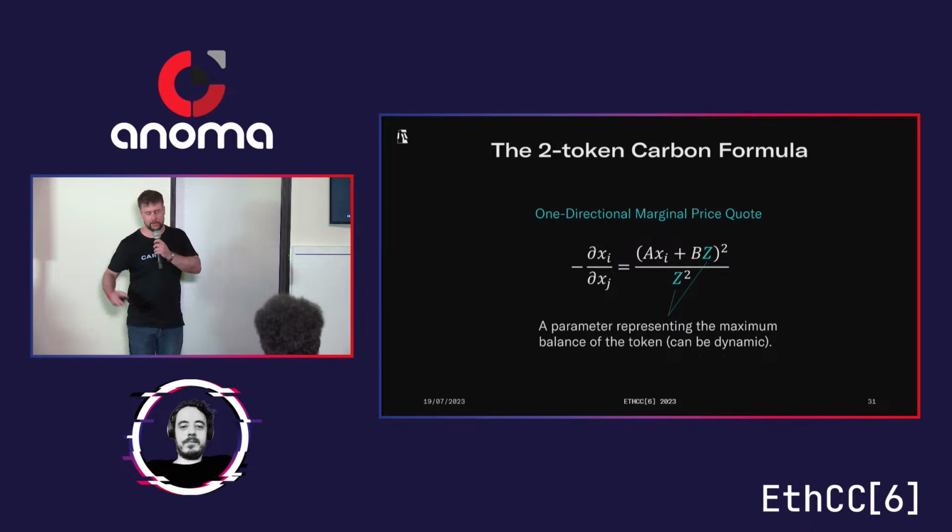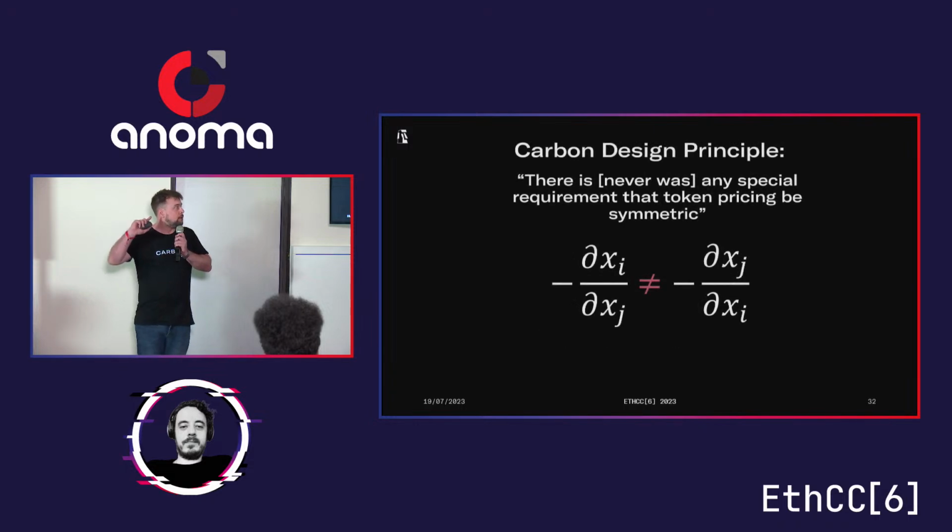And so I've noted here that it can be dynamic. We actually do implement it dynamically on Carbon. But we need to get into the differential geometry a little bit more to really understand what this thing means. The other design principle behind Carbon is that there is no requirement that two tokens priced versus each other have to have the same price.